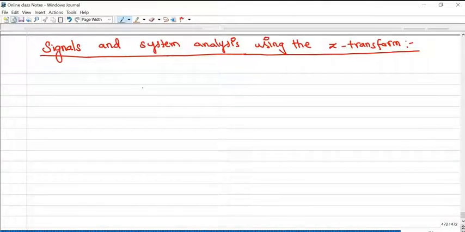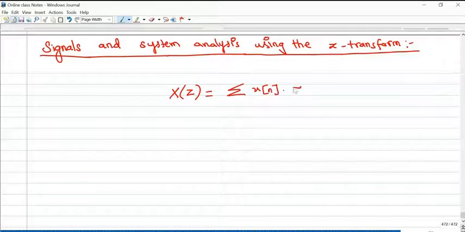Z transform of a discrete time sequence x of n is represented by X of z equal to summation x of n z power minus n, where n varies from minus infinite to infinite. What is the DTFT formula? x of n e power minus j omega n. In the Z transform formula, it is x of n z power minus n. Z is the complex variable here, like in Laplace transform, where S was the complex variable. Here Z is the complex variable.